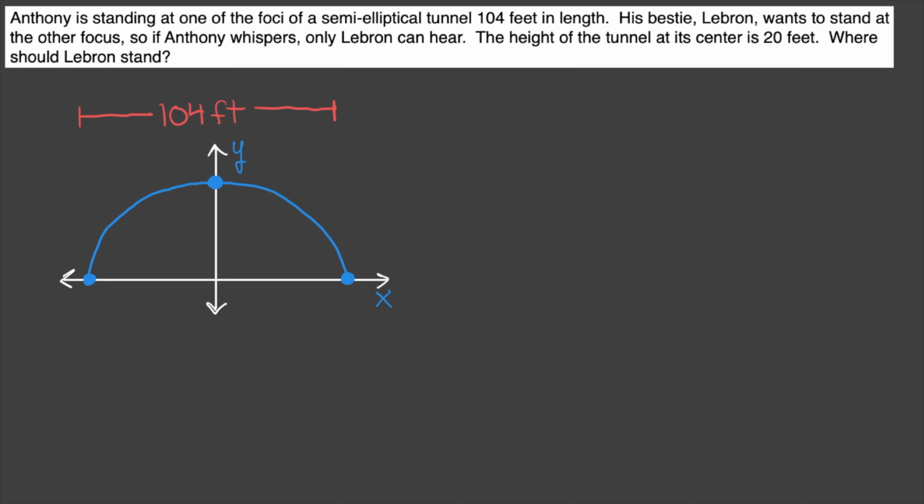So we got that. His bestie LeBron wants to stand. Okay, so there's two foci here. So we'll go ahead and draw those. I'll do those in red. And we have Anthony standing over here. So we'll say there's Anthony. Then we have LeBron standing over here. So there's Mr. LeBron. So we need to determine where LeBron needs to stand in order to hear Anthony whisper.